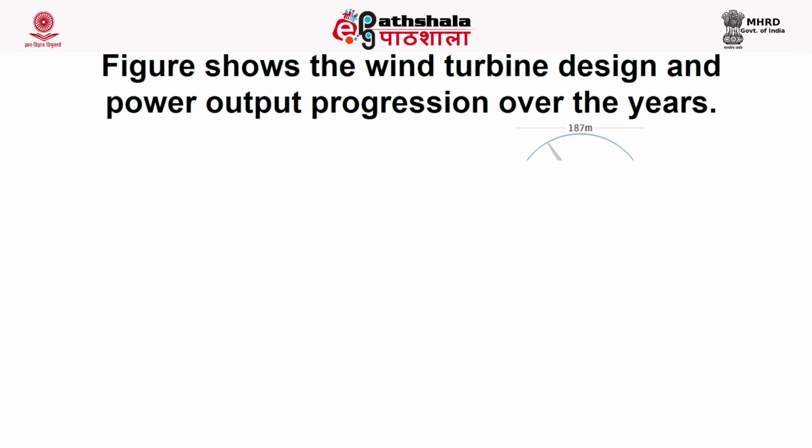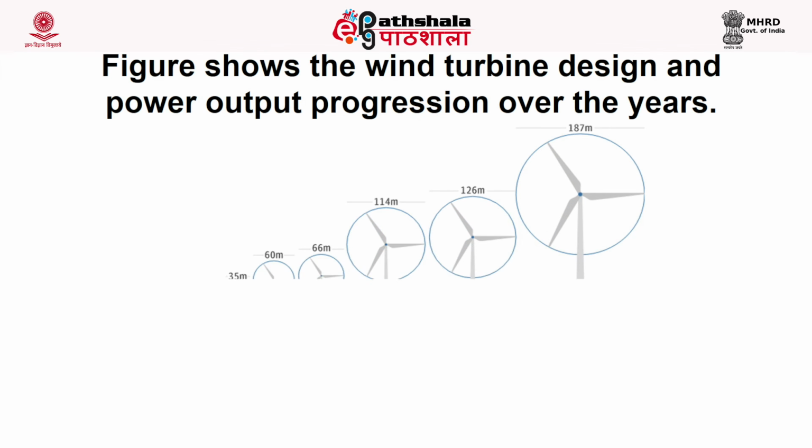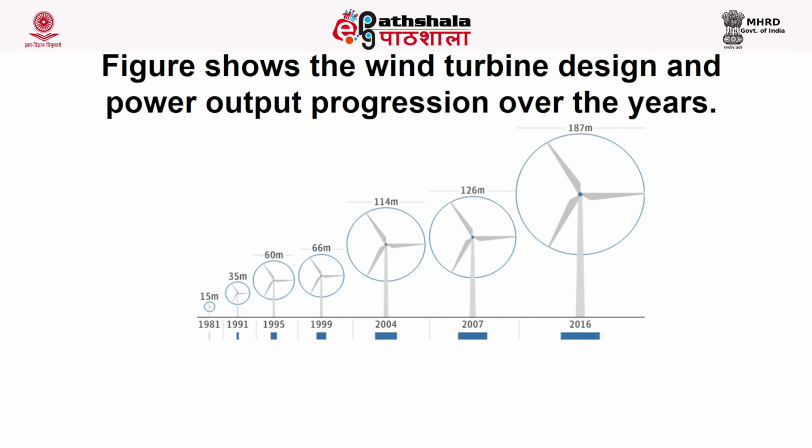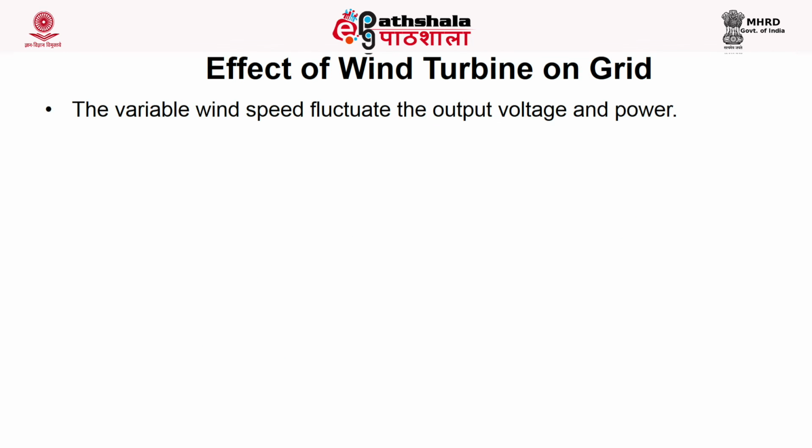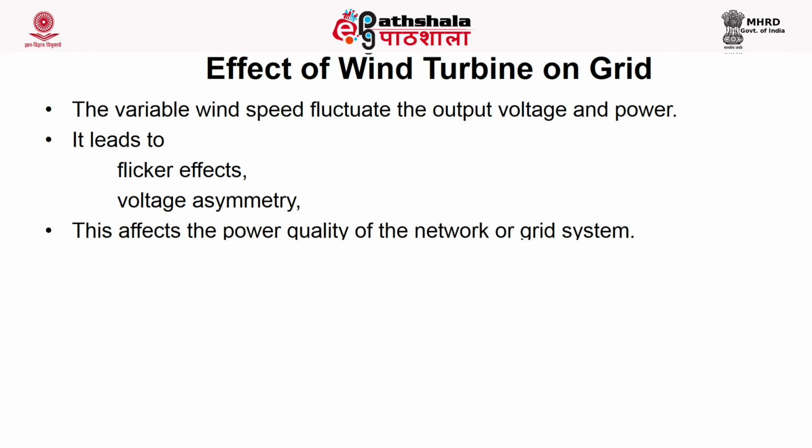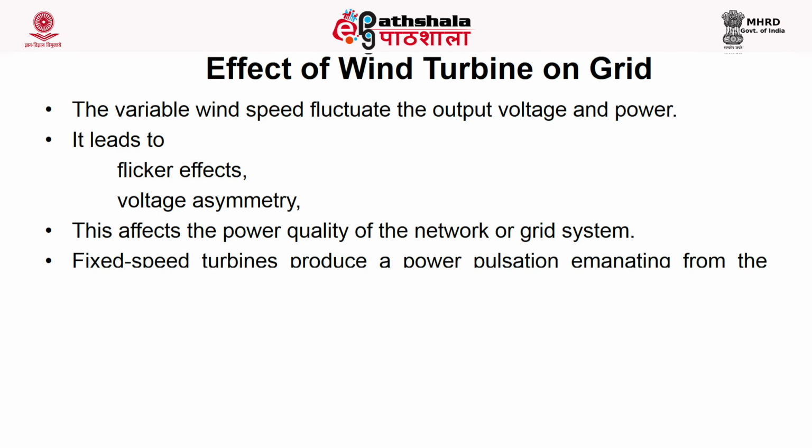This is the figure which shows the wind turbine design and the power output progression over the years. You can see that the development of the design and the efficiency of the designs has increased. The variable wind speed fluctuates the output voltage and power. It leads to flicker effects and voltage asymmetry. This affects the power quality of the network or the grid system.